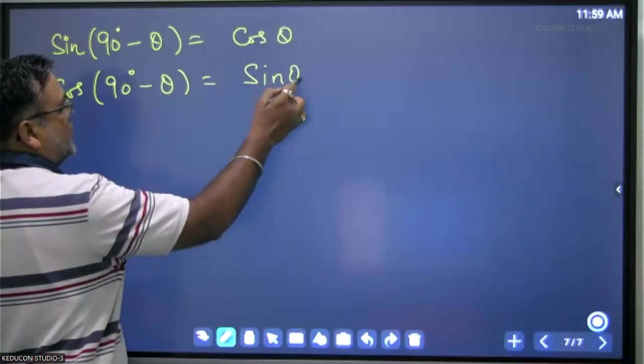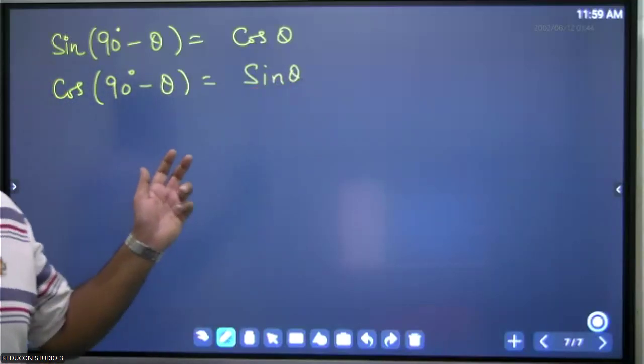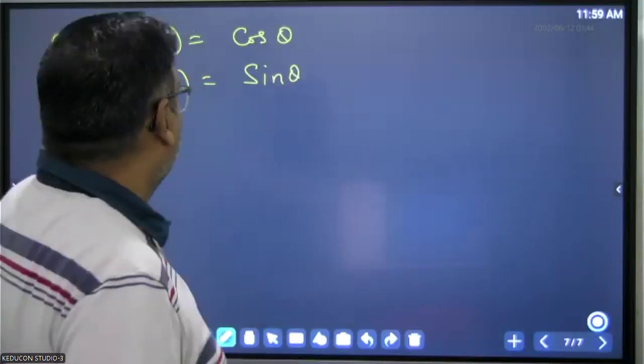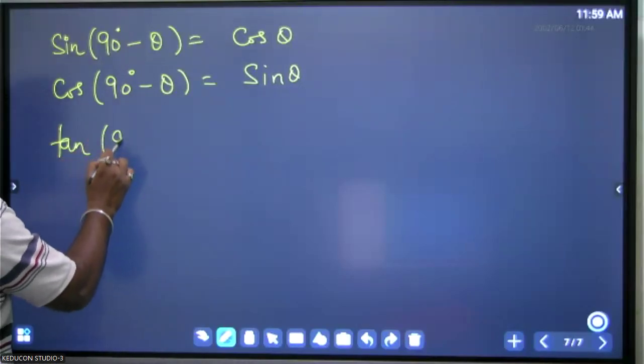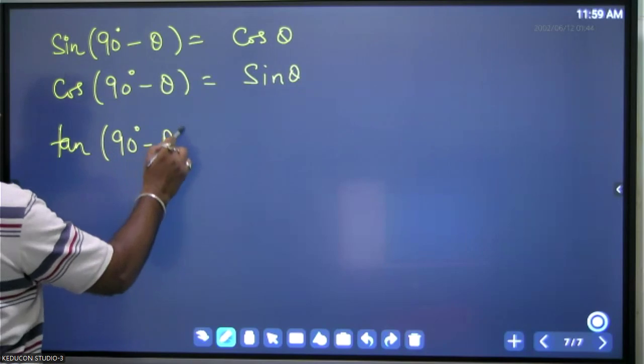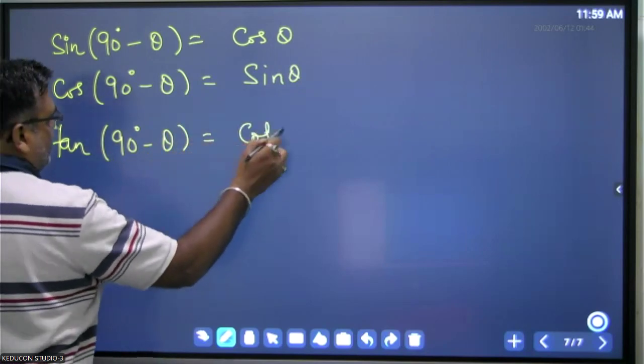स्टूडेंट ये जल्दी से नोट कर लो आप लोग. किसी भी आपको ट्रिग्नोमेट्रिक रेशियो की वैल्यू निकालनी पड़ेगी तो आप फटाफट से इस कॉन्सेप्ट को लगा के कर सकते हो जी. 90 minus theta will be cot theta.